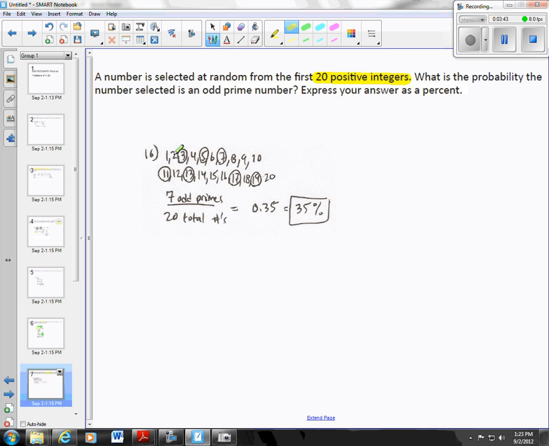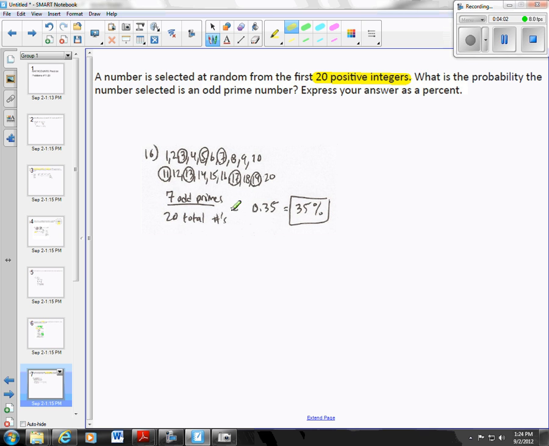All right, so the first prime is 2, but it's not odd. So 2 doesn't count in this case. 3 is the next prime, and all the other prime numbers are odd. 3, 5, 7, 11, 13, 17, and 19. So we have a total of 1, 2, 3, 4, 5, 6, 7 odd primes out of a total of 20.